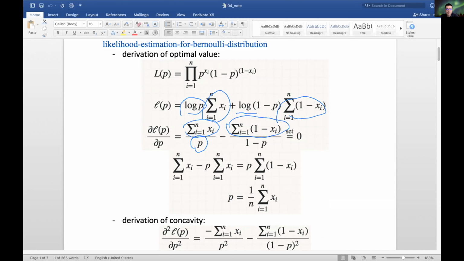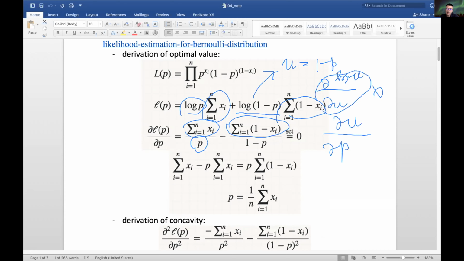Now we're taking the derivative of this term, which uses the chain rule. Assume u is equal to 1 minus p. Using the chain rule, we first take the derivative of log u with respect to u, which is 1 by u, and then multiply by the derivative of u with respect to p. U is 1 minus p, so its coefficient is negative. That's why we have the negation, right? Any questions?